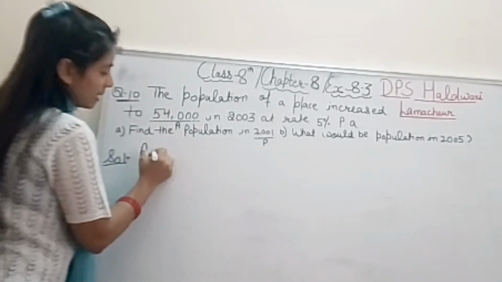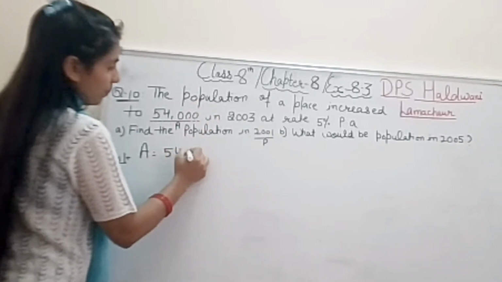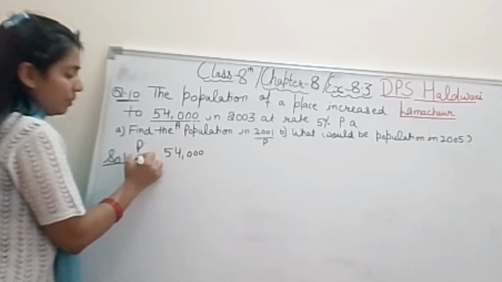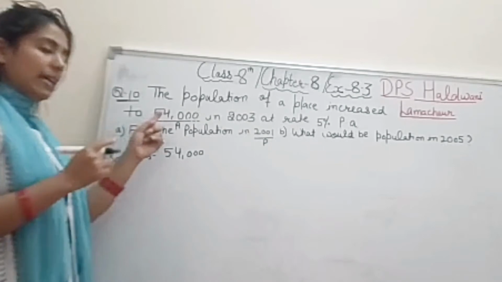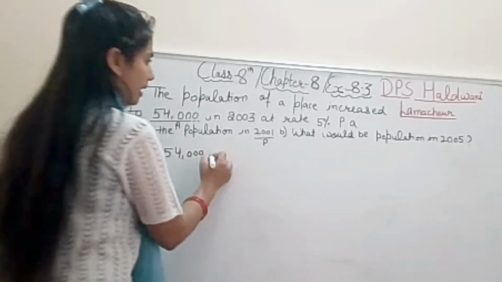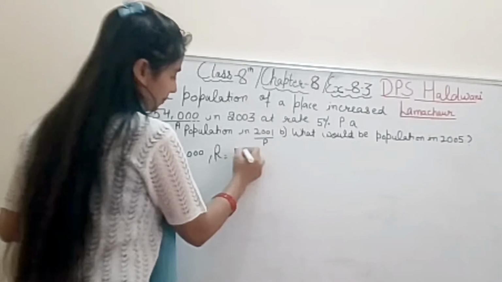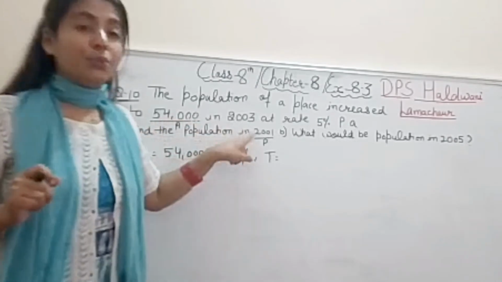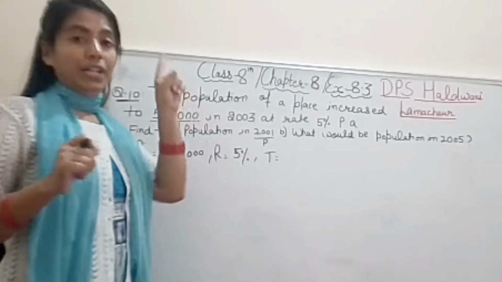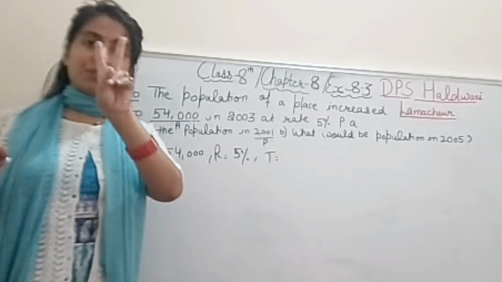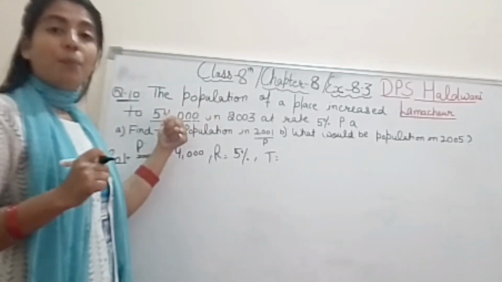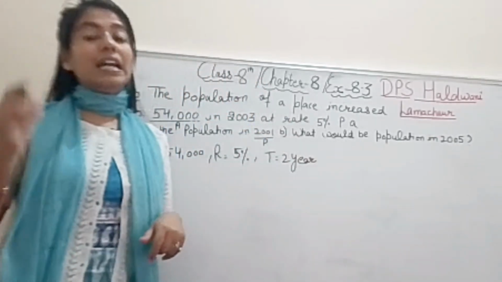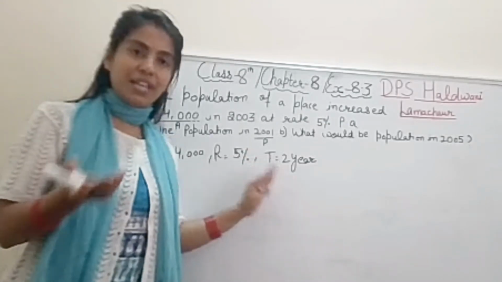The amount is given to you, 54,000, or you can say the population in 2003. Whatever you write, student, is your choice, but remember this works as the amount, right? Rate of interest 5%. Now time also we need to mention here. See student, the population in 2001 and in 2003 is given to you. It means 2002 and 2003, so after 2 years this much population became. So it means time is 2 years. Got it student? This is understanding one question, right? So all conditions we have.